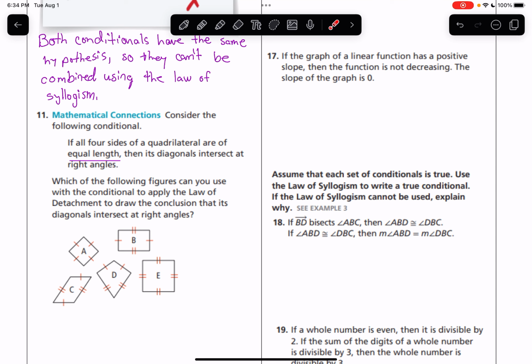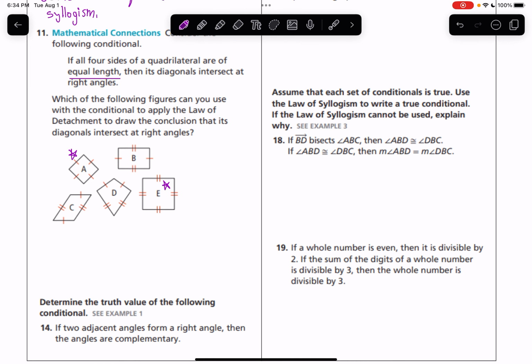So if we look at this picture, there are, of course, 2 figures A and E, right? So those 2 have sides of equal length. Therefore, we can use the law of detachment to conclude that those 2 have diagonals that intersect at right angles. So we can say figures A and E because they have 4 congruent sides.